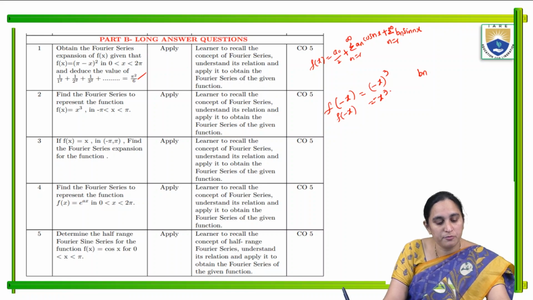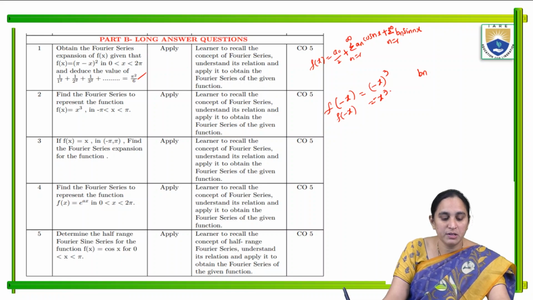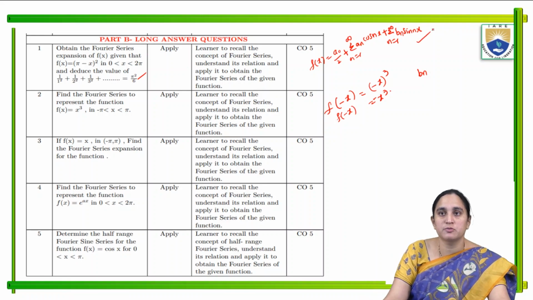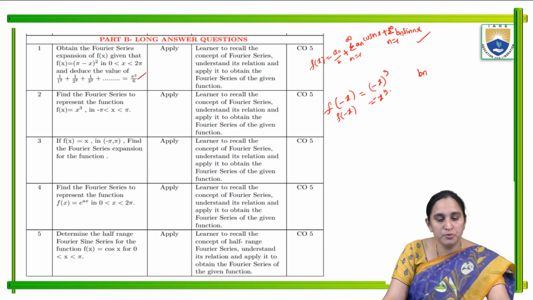Okay. Next, fourth question: find the Fourier series to represent the function f of x is equal to e power a x in 0 less than x less than 2 pi. Okay, for that, f of x is equal to e power a x, within the limits 0 to 2 pi. This is an exponential function, and this is full range. For that case, we can apply the first formula, what we discussed with the first question. That's the concept for the fourth question.